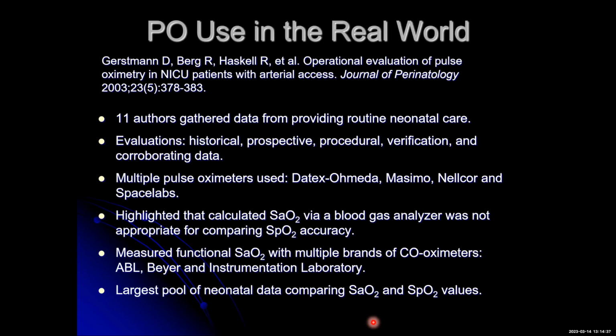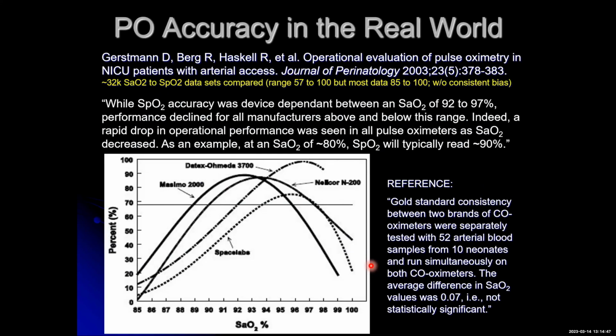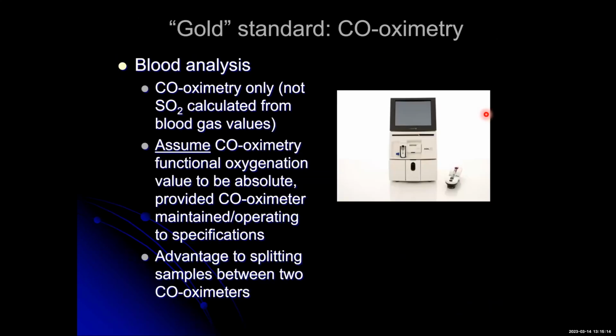Now, I'll give you an example of real world. This is a study in which 11 authors from 6 different NICUs collected bloods. And this is the kind of spread that they had with 4 different pulse oximeters. And this was true over a broad range of values, 92 to 97%. They came to the conclusion that you can have an SaO2 coming from a blood analyzer of 80%, when in reality it might be 90%.